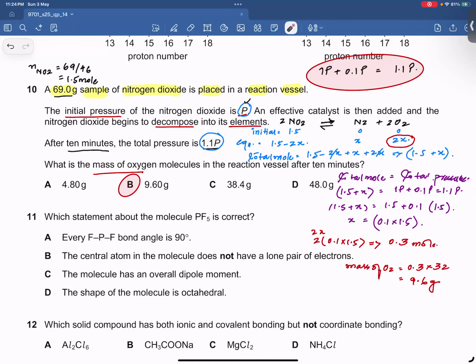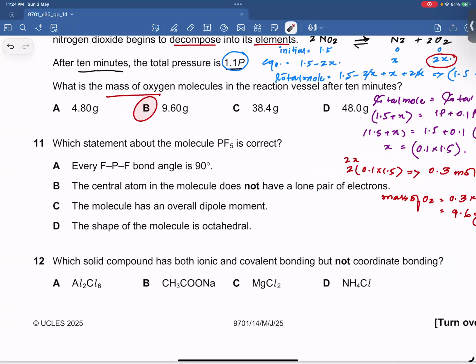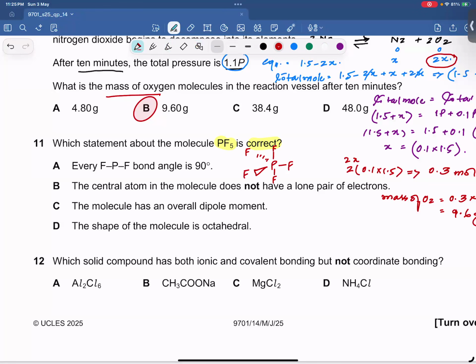That's a tough question. Anyway, let's move on to the 11. Which statement about PF5 is correct? Let me draw the structure of PF5. Fluorine, fluorine, fluorine, fluorine, and then fluorine, okay? The bond angle here is 90 degree, and the bond angle here is 120 degree. So it doesn't have only one angle, it has two different angles, which is why option A is incorrect.